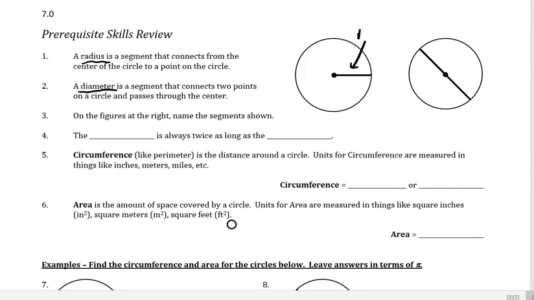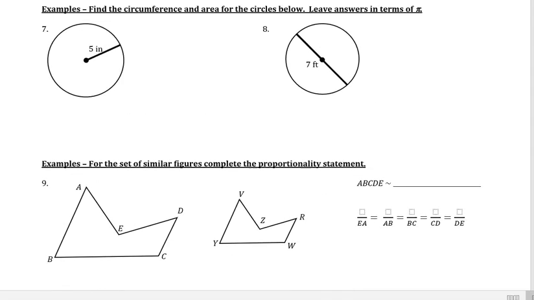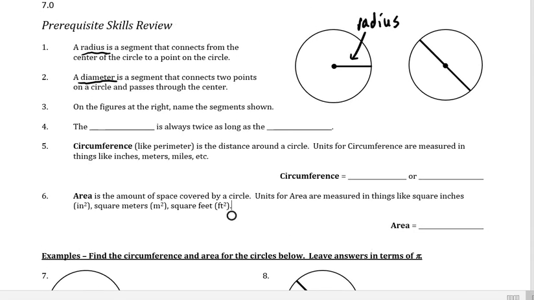So number 3, just real quick on the right, name the segments that are shown. So this guy here is our radius. And then this connects 2 different points on the circle and goes through the center of the circle, so this is our diameter. Okay, so we should know that. Then what we fill in the blanks here is the diameter. If we look at our picture, this hopefully is pretty obvious, it is always going to be twice as long as your radius.